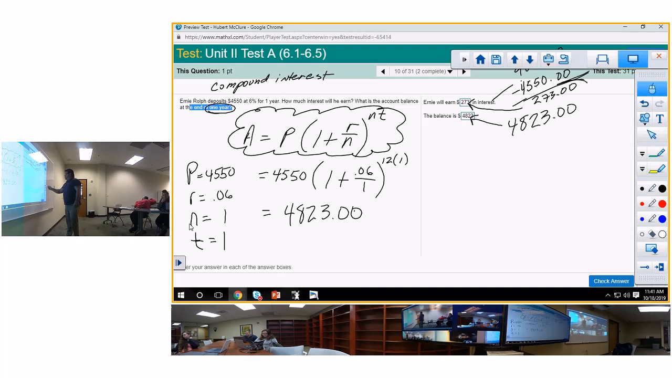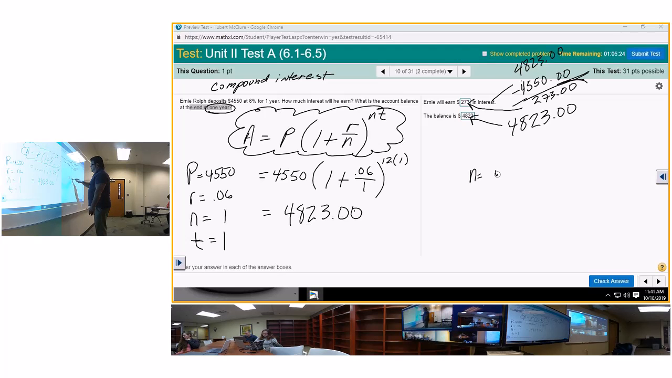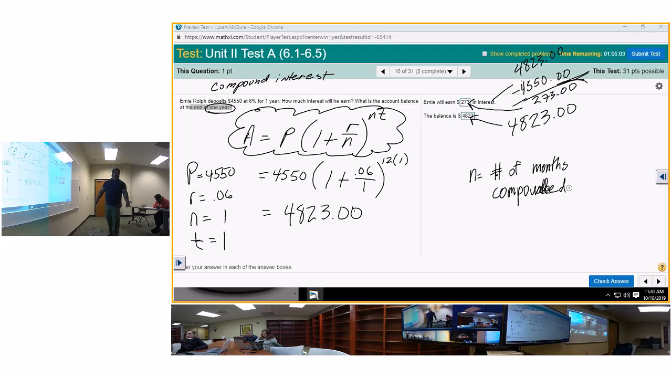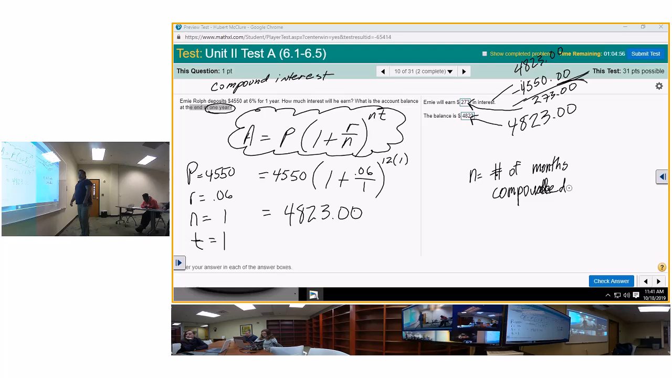So N, I'm going to write this down for your knowledge. N is equal to the number of times compounded in the bank. In other words, compounded means calculated. So 1 year would be yearly. If N is equal to 2, that would be semi-annually. If it was equal to 4, that would be quarterly. If it was equal to 12, that would be monthly. Everybody see?